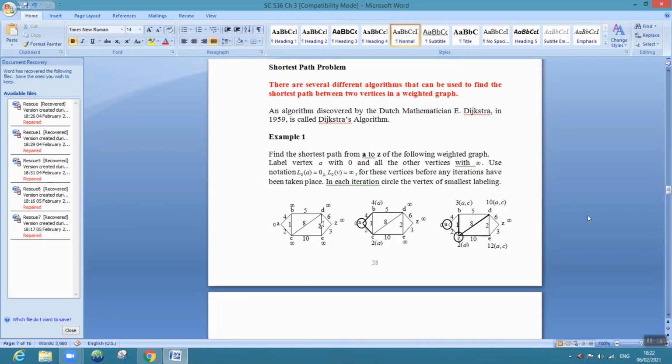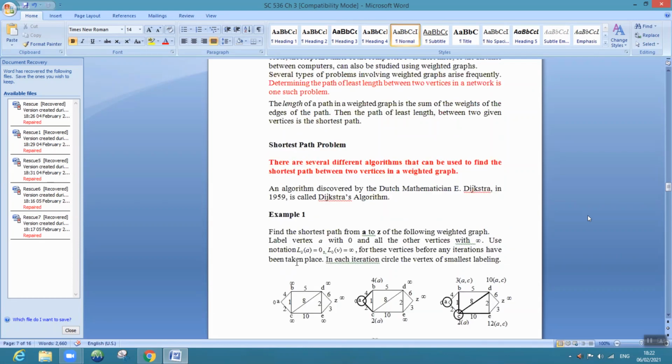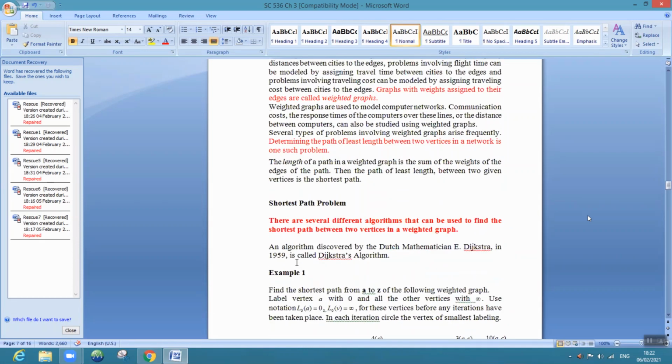Or sometimes when you send 2 or 3 buses or 2 or 3 shows, the cost is less. That's why, when the weights are traveling time, traveling distance, or traveling cost, the paths are different, not the same one. So whatever the values are given, these are called weighted graphs, where weights are assigned.